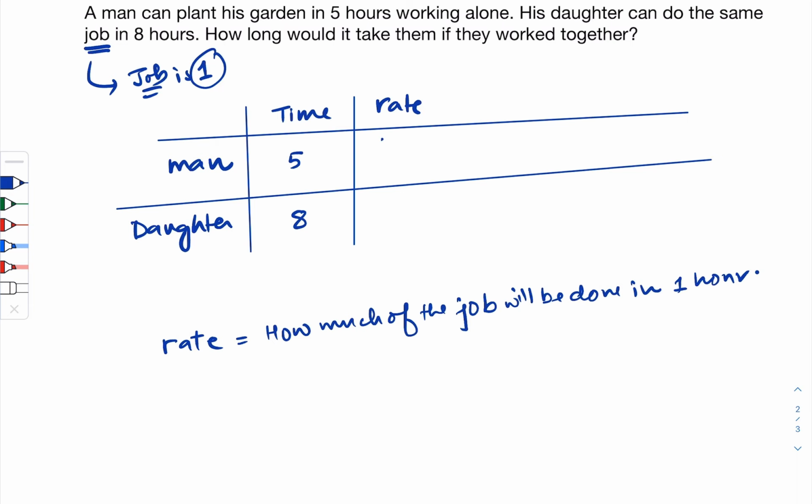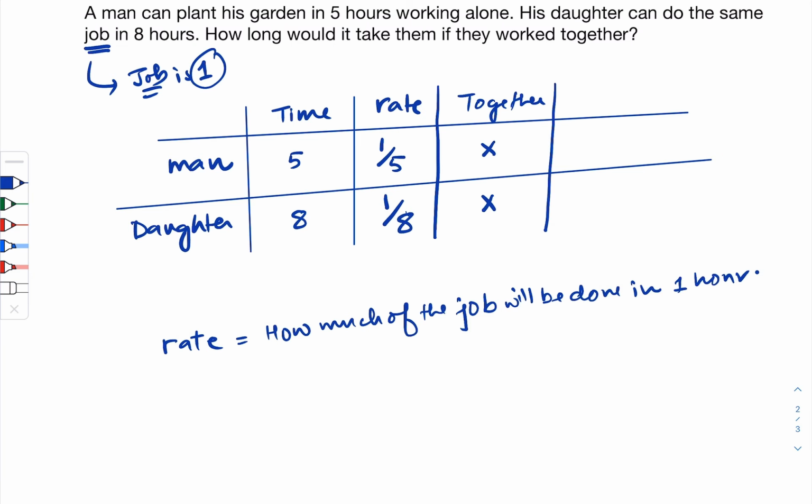In order to calculate that, you take the total job, which is 1, and you divide it by 5 for the man, and then you take the total job, which is 1, and divide it by 8 for the daughter. That's how much each of them will do in 1 hour, right? Okay, so together, we don't know how much time they take, so let's say they take X hours.